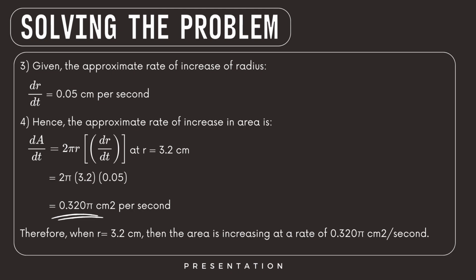Step 4: at r equals 3.2 centimeters, the approximate rate of increase in area becomes dA/dt equals 2 pi times 3.2 times 0.05. Simplifying this gives dA/dt approximately equals 0.320 pi centimeters squared per second. Step 5: therefore, when the radius is 3.2 centimeters, the area is increasing at a rate of approximately 0.320 pi square centimeters per second. This demonstrates how differentiation helps us calculate rates of change in dynamic situations like this one.